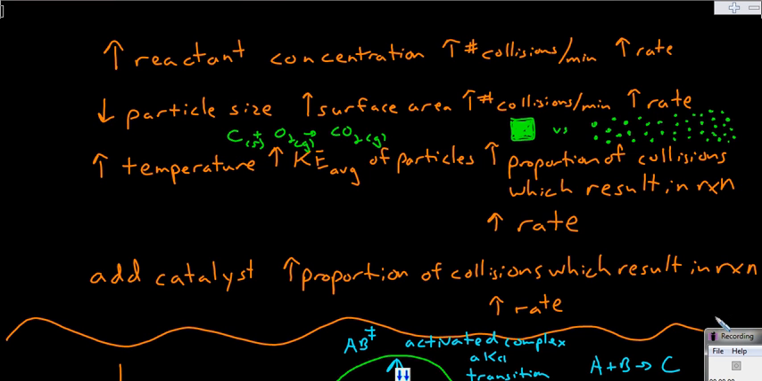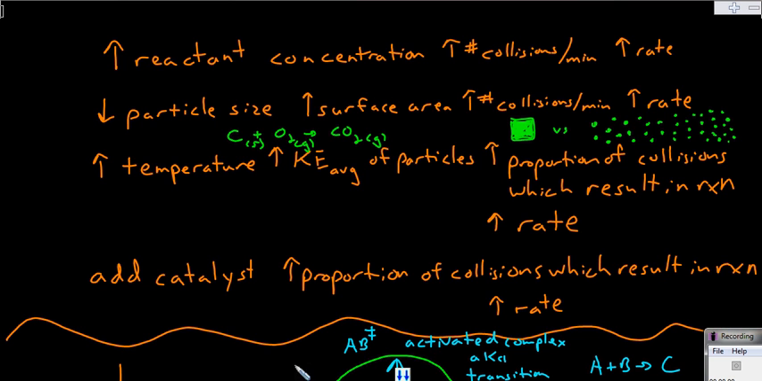Okay, so we've seen that for many reactions, collisions are required between the reactants in order to give products, in order to have that reaction. And so this is a central factor which affects the rate of reactions.